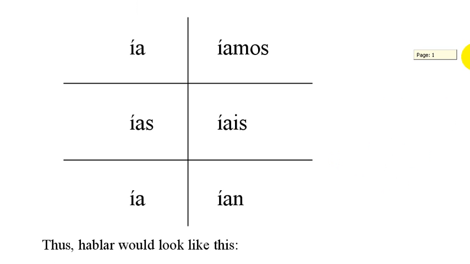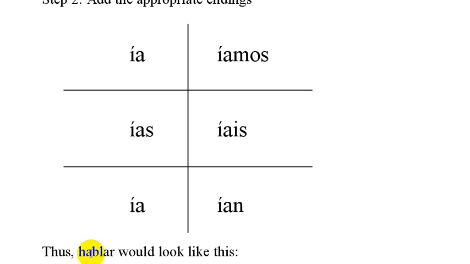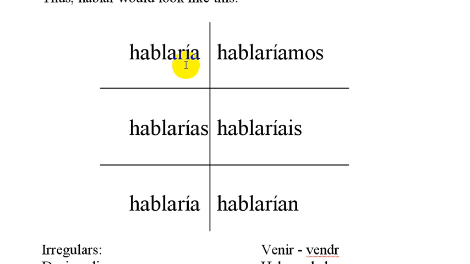So just to give you an idea what it would look like, hablar in the conditional. To use hablar in the conditional would be used to say things like I would speak, you would speak, he or she would speak, and so on. So it would sound like this. Hablaría, hablarías, hablaría, hablaríamos, hablaríais, hablarían. And note it is not a typo. The yo form and the he, she, usted form are the same in the conditional, just like they are in the imperfect as well. So that makes it easier.